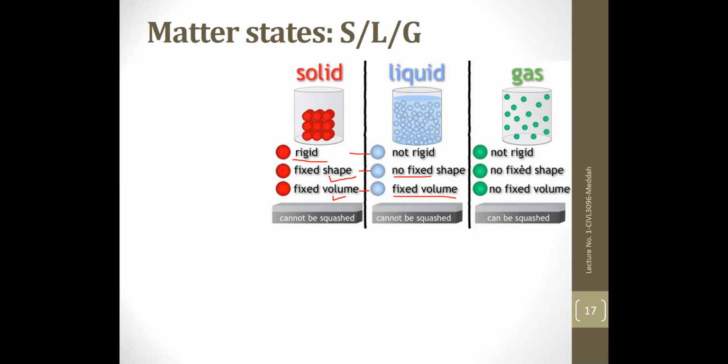If we come to the gas, of course, also it is not rigid, so it is similar to the liquid. Also, the shape is not fixed. It takes the shape of the container or the mold, but also the specificity of the gas compared to both liquid and solid is that it has no fixed volume. The volume changes depending on the conditions of the gas, depending on the container. So it can be squished, can be squeezed.